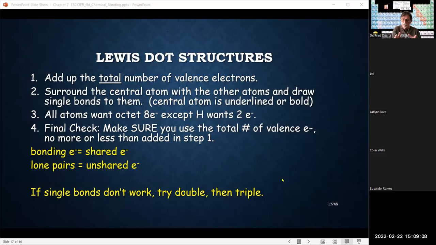We start with a single bond, and then we go to the neighboring atom and borrow a pair of electrons and create a double bond. If that works, we're good to go. If it's not, we're still short, one of them's still short, then we make a triple bond. So we start with a single bond to make sure the octet is fulfilled. If not, then we create double bonds because we're going to share electrons with the neighbor. And if that doesn't work, we make triple bonds, and that's maximum. Single, double, or triple bonds are created.